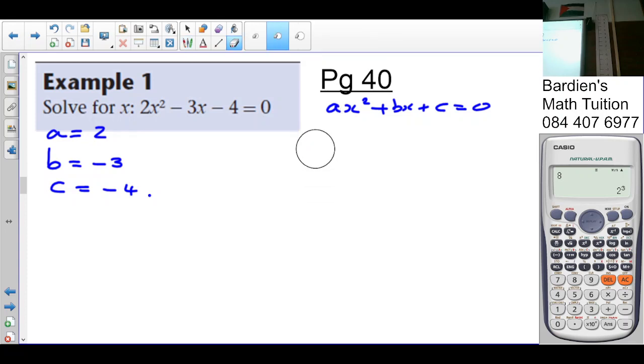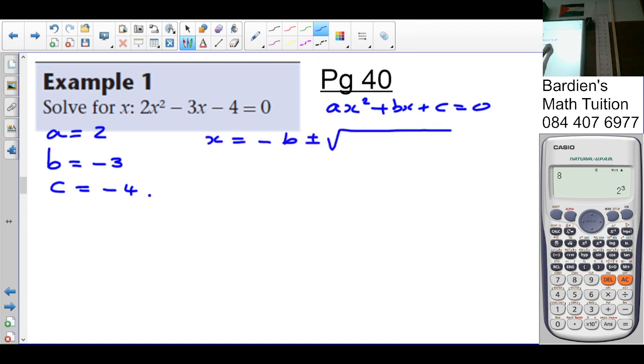The quadratic formula. It's going to be x is equal to minus b plus minus the square root of b squared minus 4ac, over 2a. That's your quadratic formula. Every time you use a quadratic formula, you write it down. You will write it down so often that you will never forget. Okay? So write down that formula.